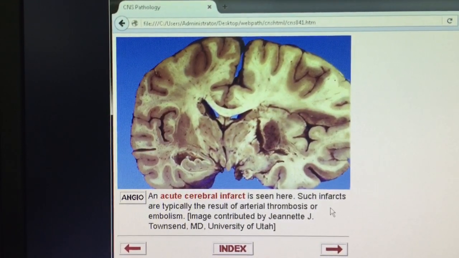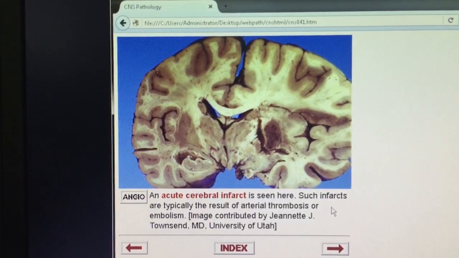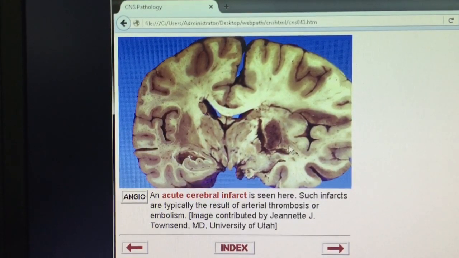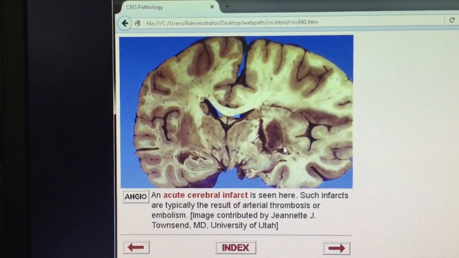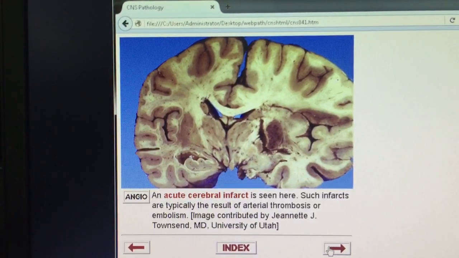According to the time of infarction, you will see a different picture. In early infarction, you will see just a change in coloration. In mid-stage, you will see a little bit more, starting to form a cyst. And when it has completely formed a cyst, usually it is a late infarction.